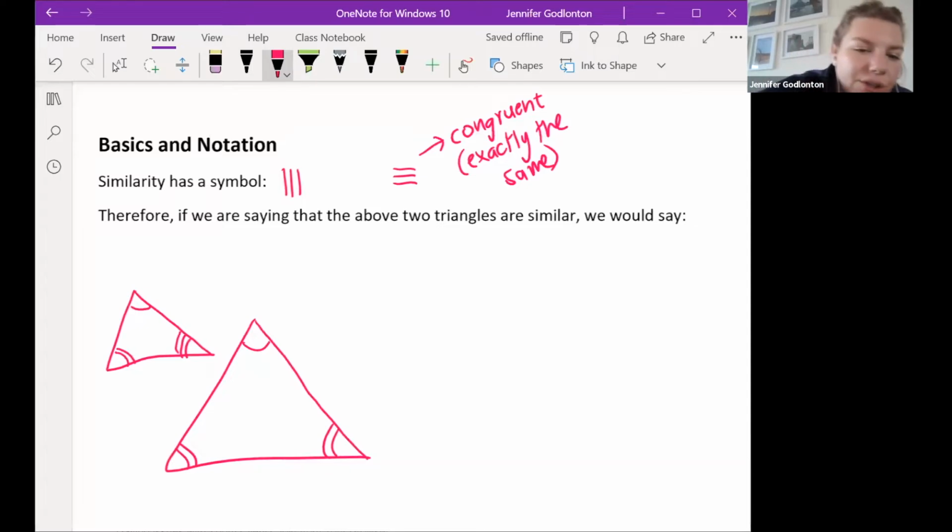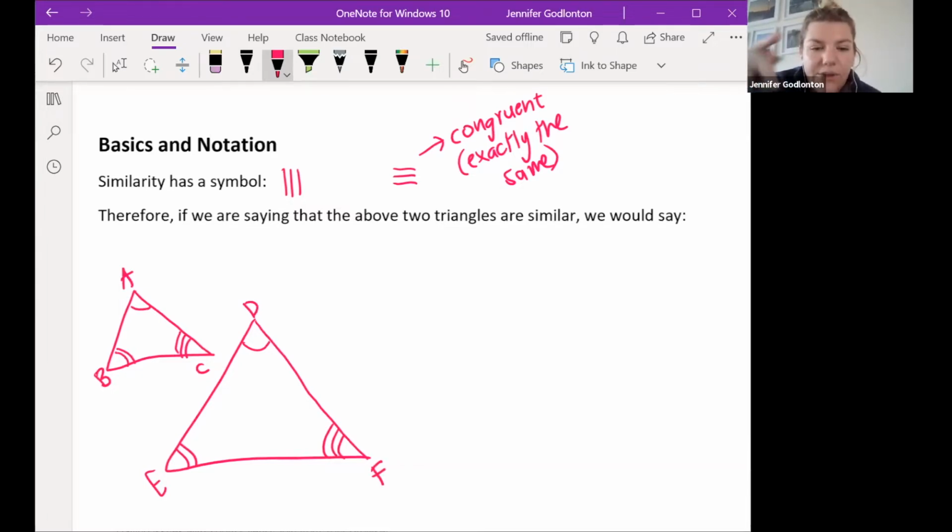Okay, so I've got 2 triangles. Let's call this ABC and DEF. Okay. In these 2 triangles, using the symbols that I've used, I've shown you that those angles are exactly the same as each other. Okay.